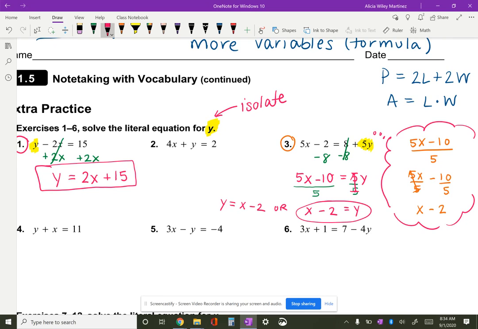And again, if you did this problem and you only simplified this 5 in front of the x with the denominator of 5, that would give you x minus 10. This is not correct. The answer is x minus 2 because both of these terms need to be divided by 5.